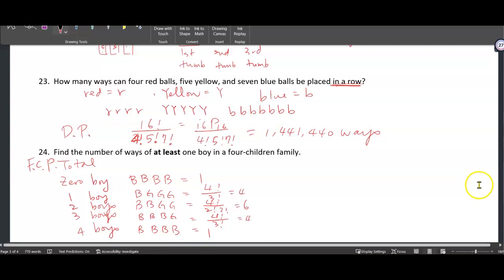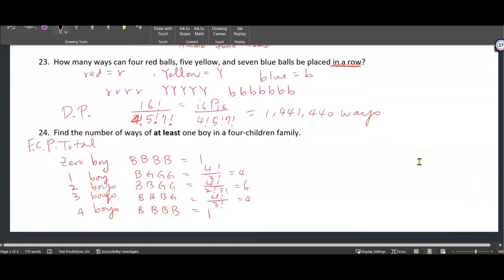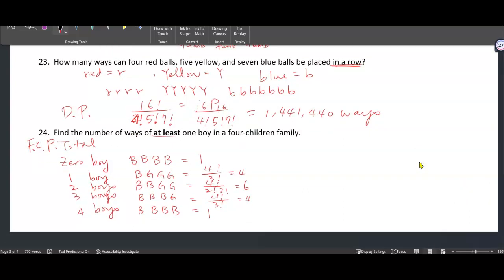All right, and the last one, 24, is a challenge one when we have the words "at least," right? At least one boy. So we might want to count the total, right? So to get the total, we use the FCP. So it's what? A 4 children family, so 4 tasks, and each task we have what? In each birth, you can have boy or girl, right? Boy or girl, so you have 2 choices.